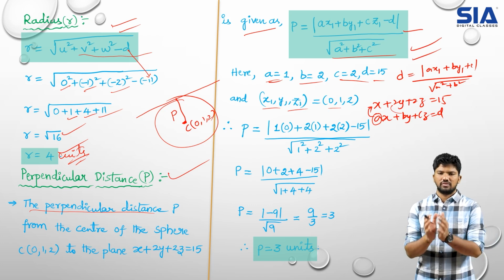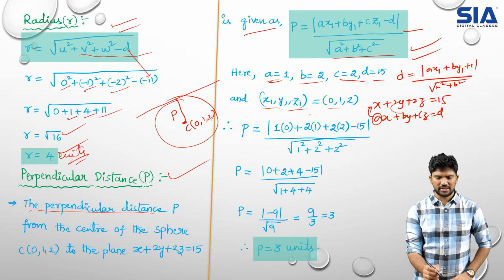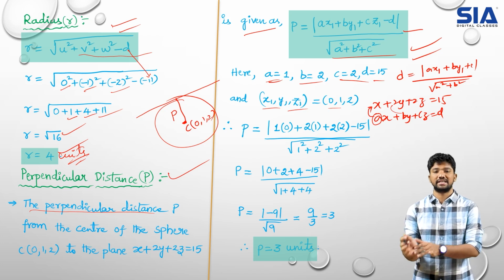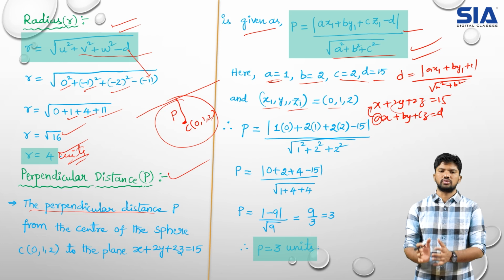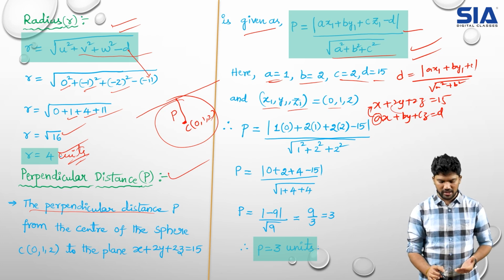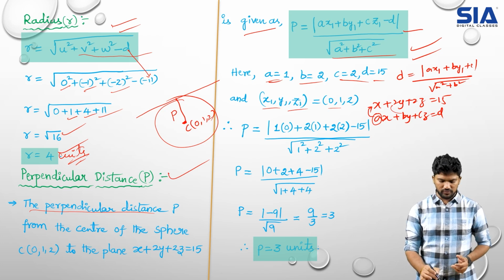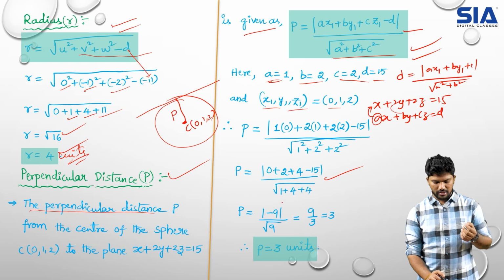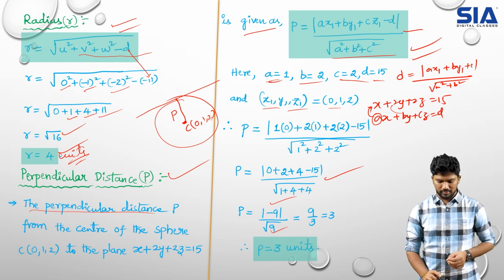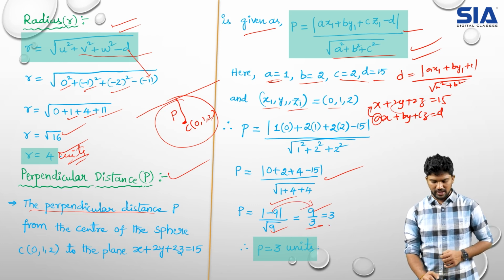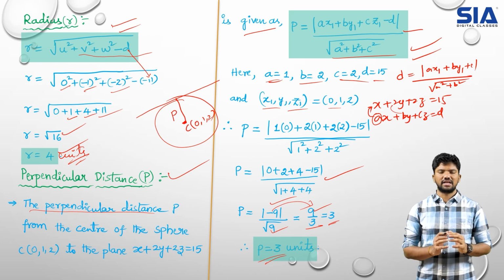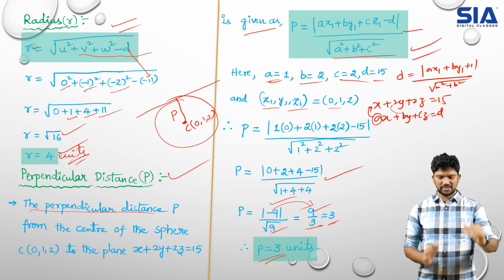Then p is a into x1, 1 into 0, plus b into y1, 2 into 1, plus c into z1, 2 into 2, minus d, minus 15, divided by the square root of a squared plus b squared plus c squared, meaning 1 squared plus 2 squared plus 2 squared. So if you simplify, the numerator value is 2 plus 4, 6 minus 15, which is minus 9, and the denominator value is root 9. Root 9 means 3. Mod of minus 9 we can also write as plus 9. 9 by 3 means 3. So 3 units. The perpendicular distance from the center of the sphere to that plane is 3 units.